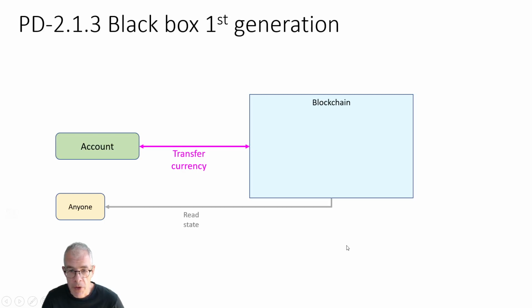So from a black box perspective, what does it look like? You have the blockchain over here, and you have an account here on the left. So that's in this case a Bitcoin account. And basically what you can do is transfer currency from an account to the blockchain and the other way around. So you can basically transfer Bitcoins from one account to another account. So that's the basic functionality of Bitcoin. And anyone can read the state of the blockchain, so anyone can see what's going on in the blockchain. So that's one of the strong points of the blockchain, that everybody can verify what's going on.